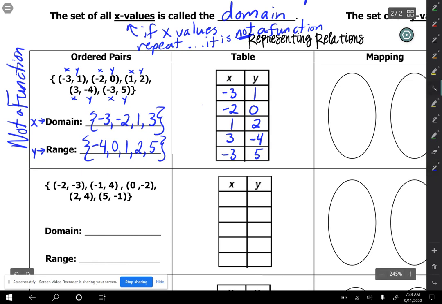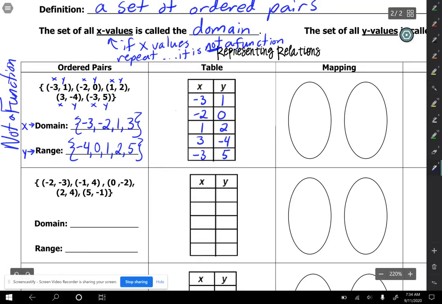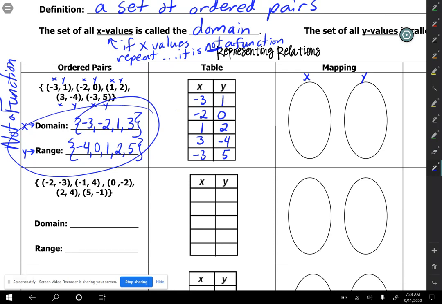Okay. The next part is this mapping, and to draw the mapping, I like to use my ordered pairs or my domain and range and my table. So to set this up, your x values go on the left and your y values go on the right, and I'm going to list them exactly how we have them here in the domain and range. So I have -3, -2, 1, and 3 in my domain for my x values, and for the range I have -4, 0, 1, 2, and 5.